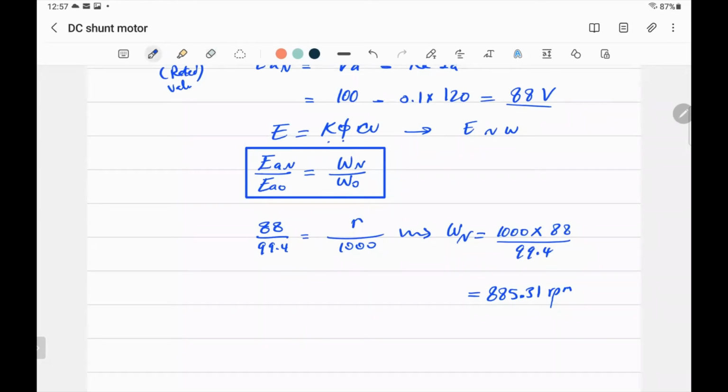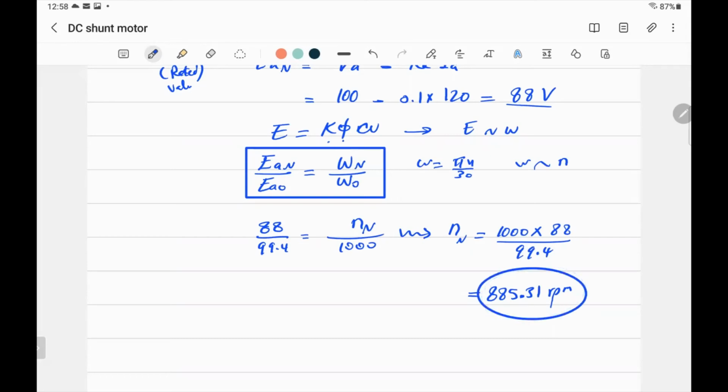I used n because n was given in RPM. It doesn't make a difference, because omega is equal to pi n over 30. So omega is proportional to n, so you can use it as a ratio. So I got the speed, and you can check your answer.